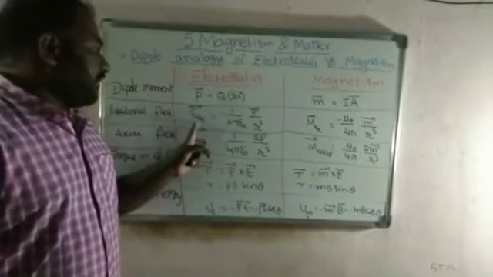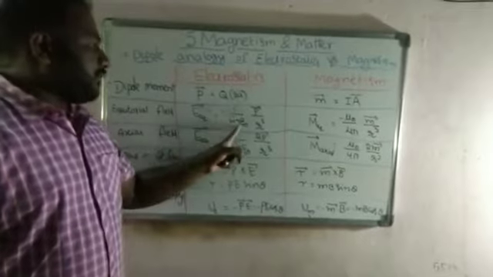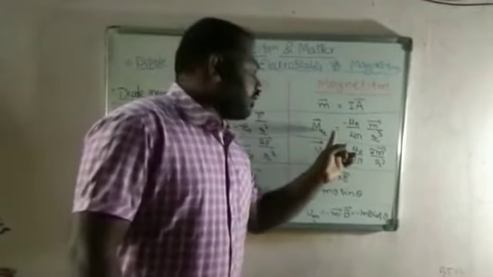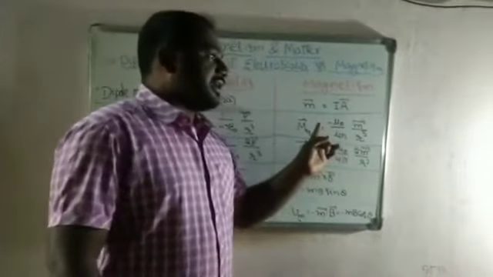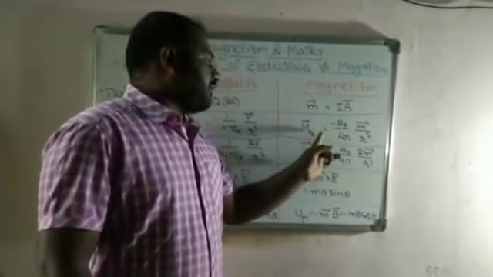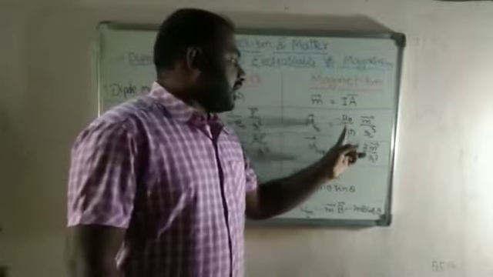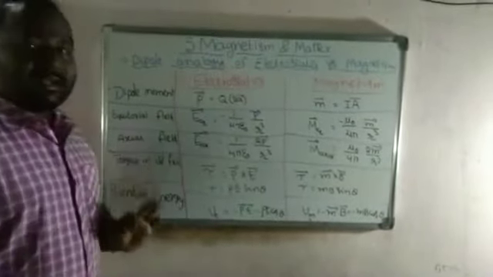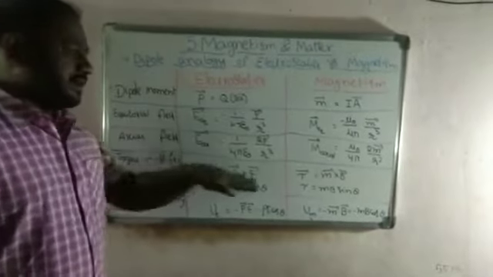The equatorial field is 1 by 4 pi epsilon naught, minus p bar by r cube. Here, along the equatorial line, the magnetic field of the bar magnet can be taken as minus mu naught by 4 pi, m bar by r cube. Next, axial line. Axial means along its axis.